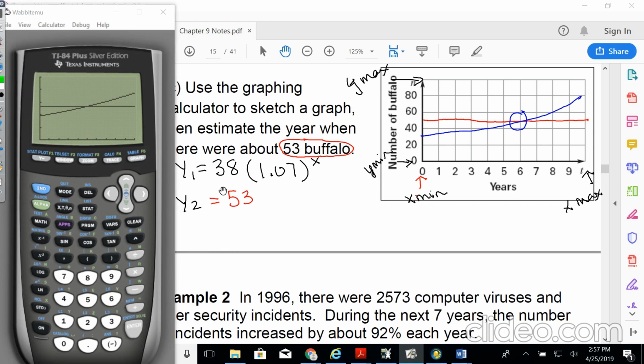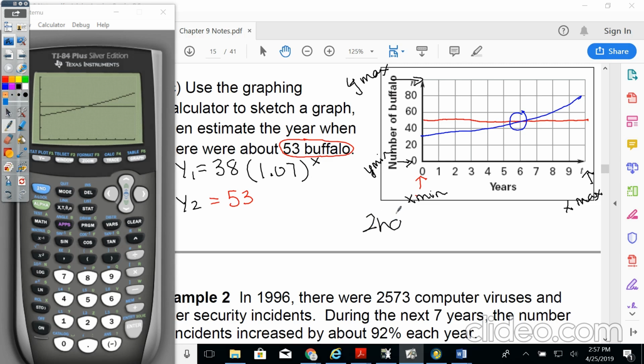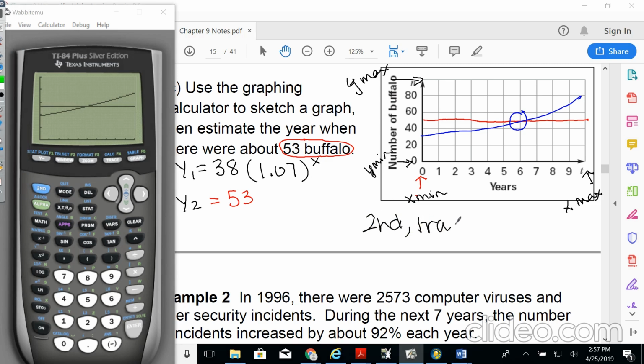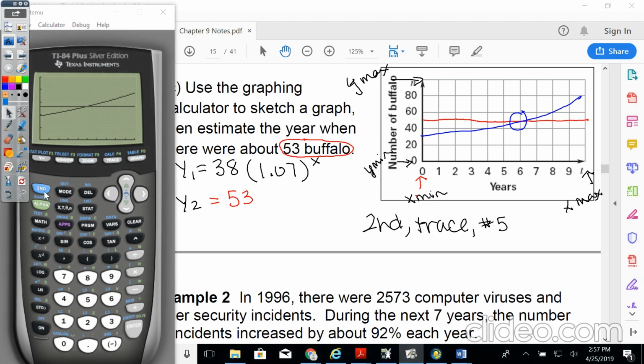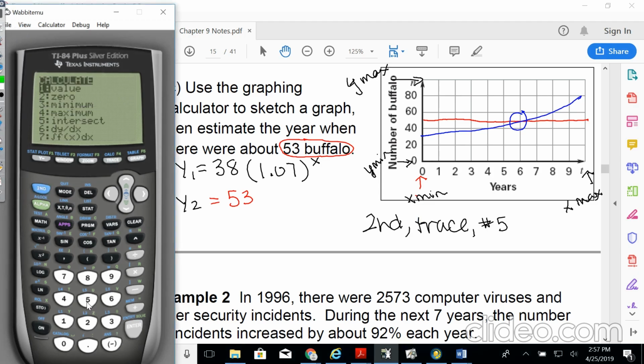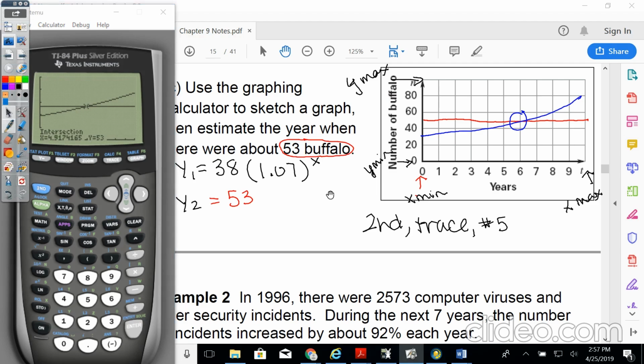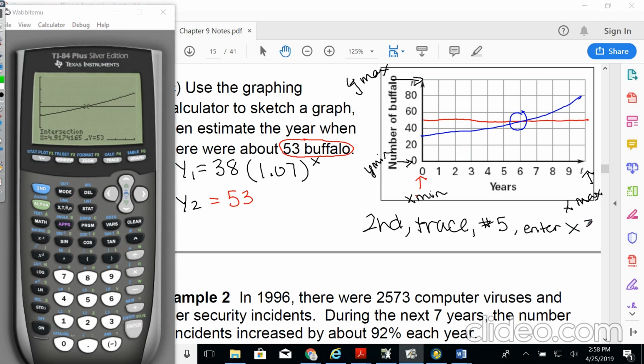So if we remember how to find the intersection in the calculator, I'm going to write it down here. You do second, trace, and then it's number 5 to calculate the intersect. So second trace, number 5 is the intersect one. And then we can just do enter, because they each only have one piece. So enter 3 times.